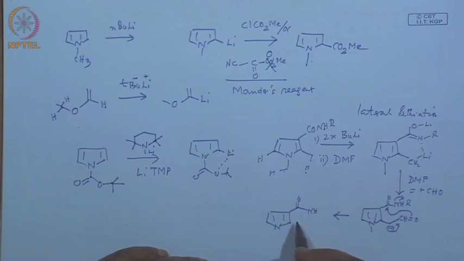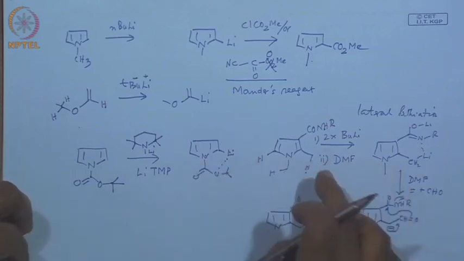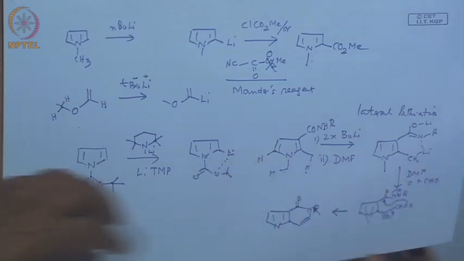You will get a nice isoquinolone kind of structure, the pyridine analog of isoquinolone. It can be obtained. So, things are a little more complicated. Let us look at one more example from a 5-membered ring, but this is from indole chemistry.